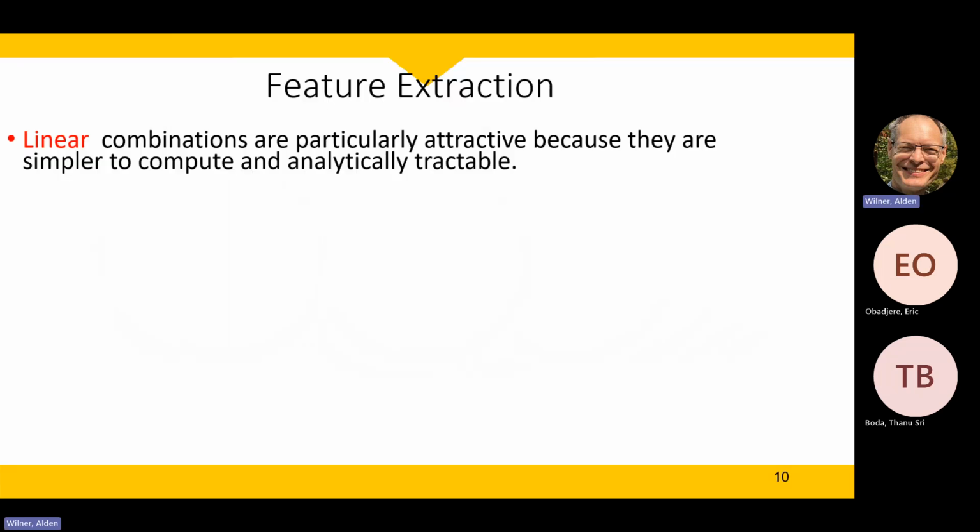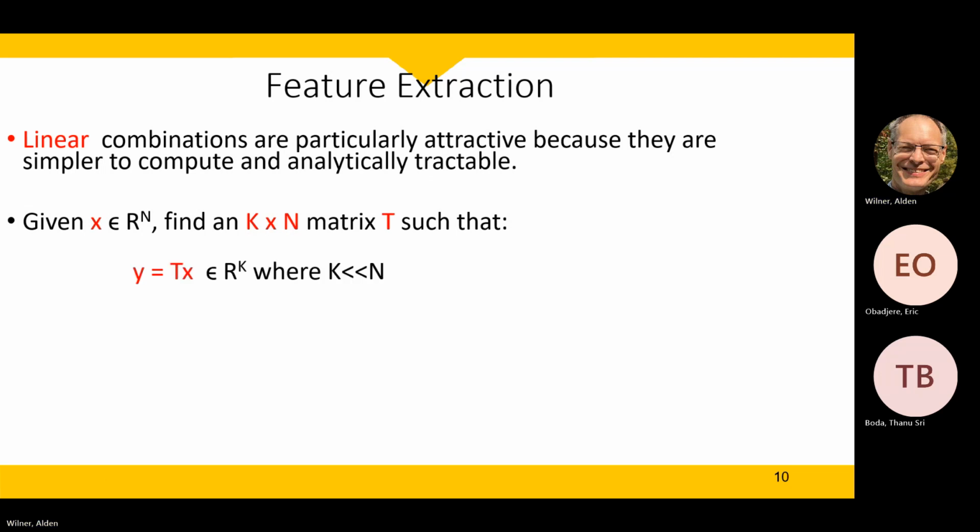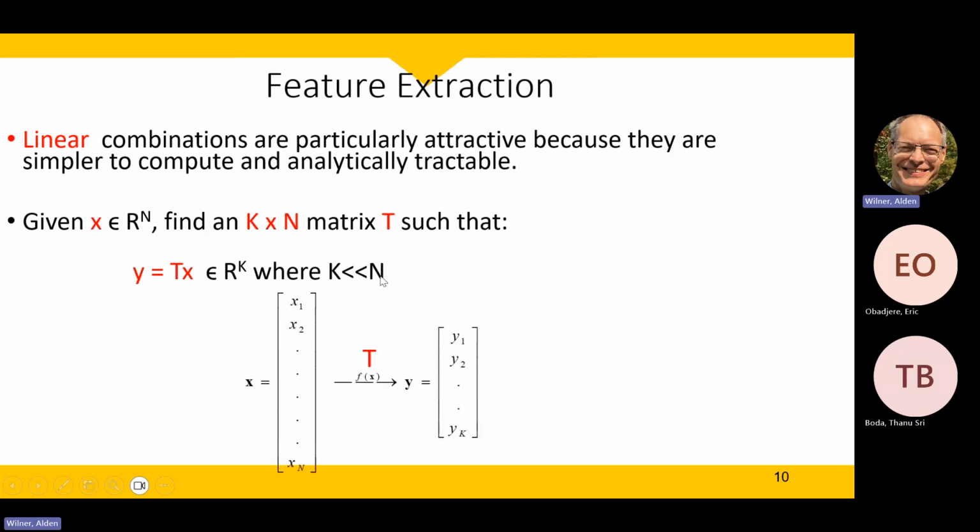So in doing feature extraction, linear combinations are particularly attractive because they're easy to compute. They're easy to analyze, analytically tractable, which just sounds fancier than easier to analyze, right? So given x in the real numbers, we find a k by n matrix T such that y equals T times x is a member of the real numbers of size k, where k is significantly less than n. Again, this diagram simply restates that. We've done some transformation on the x values where we get new features of significantly smaller size.